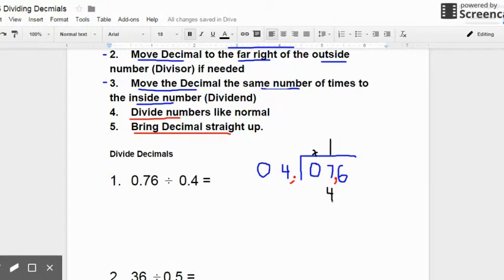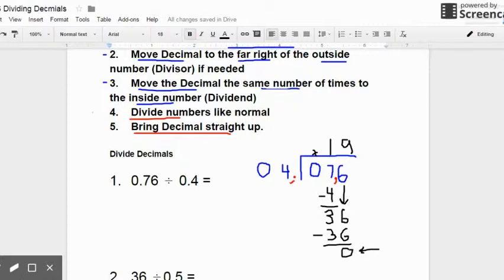7 minus 4 is 3. Bring down the 6. How many times does 4 go into 36? I believe that's 9 times. And 4 times 9 is 36. And just like last time, we need this last part down here to be a 0.